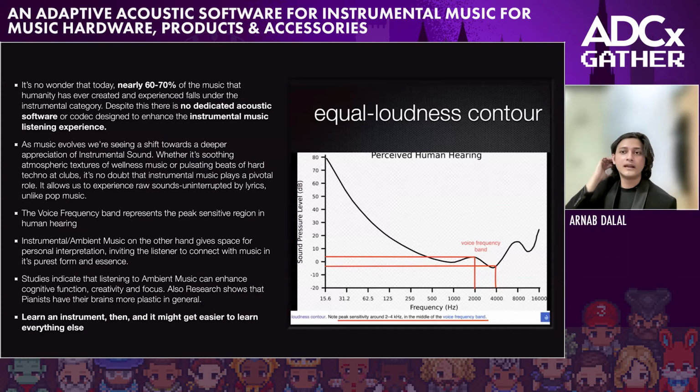So here comes a little technical side of things. I'm showing an equal loudness contour graph on the right-hand side, and on the left there is a description. If anybody asks what share of all the music humanity has created falls under instrumental music, the answer is that 60 to 70% of the music created by humanity is instrumental ambient music. There is no lyrics or voice. Despite that, there is no dedicated acoustic software or codec designed to enhance this specific range of frequencies.